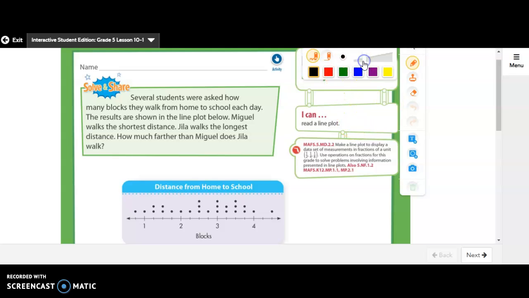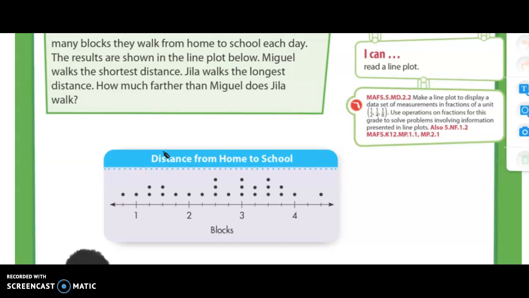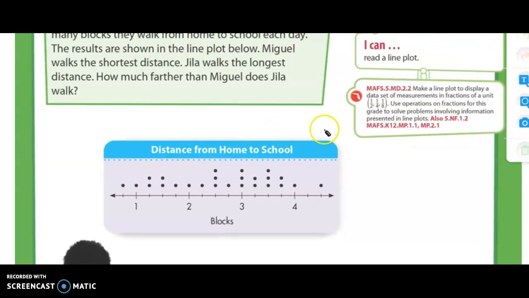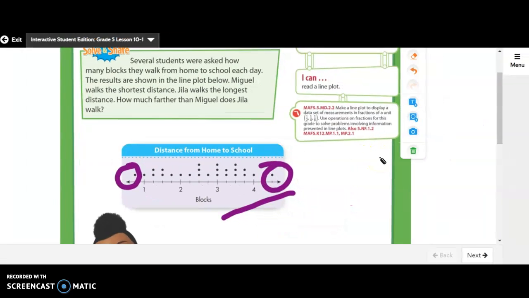So we have 2 people that are presented in our problem, Miguel and Jilla. It tells us that Miguel walks the shortest distance. If we look closely at our line plot, we can see that the shortest distance is going to be whatever this first distance is, plotted on the shortest end of the number line, smaller than 1. It also tells us that Jilla walks the longest distance. So that must mean the farthest one along the number line must be the distance that Jilla walks. What we don't know yet is what numbers these plots on the line plot represent. That's what we have to figure out.